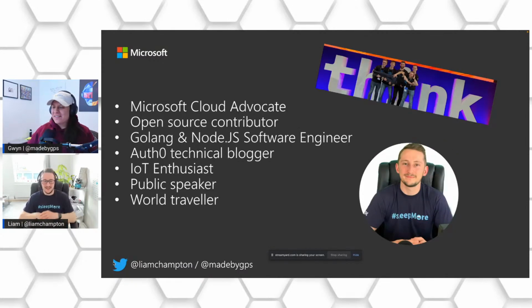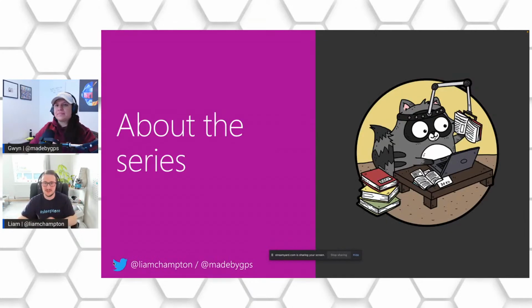Absolutely. And a little bit about myself. So my name is Liam Hampton. I am a Microsoft Regional Cloud Advocate, just like Gwen. Open source contributor. Prior to being an advocate, I was an engineer. I wrote a lot of Golang and a lot of Node.js at IBM. I'm a technical blogger, so I've done quite a few things online. Through that, I've become an IoT enthusiast, a public speaker, and of course, I am a world traveler. So it's fantastic to be here, and I am excited to jump into the series.